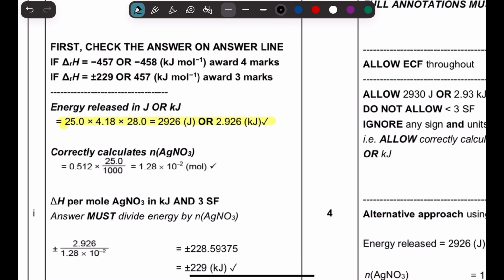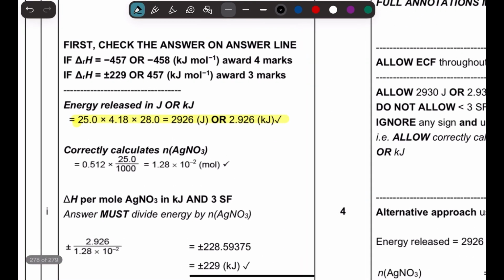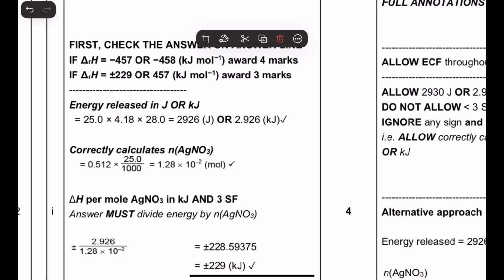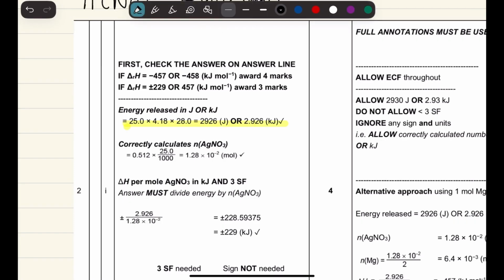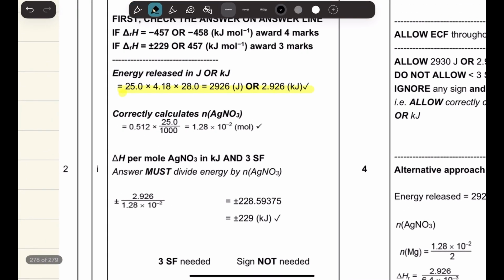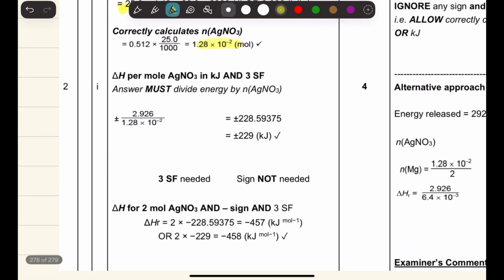Then moles of the silver nitrate. Moles is equal to concentration times volume. All they had to do is to convert to decimeter cubed. But other than that, shouldn't be too much problems with that. And then you got your moles. Next step, we can find the enthalpy change per mole, right?